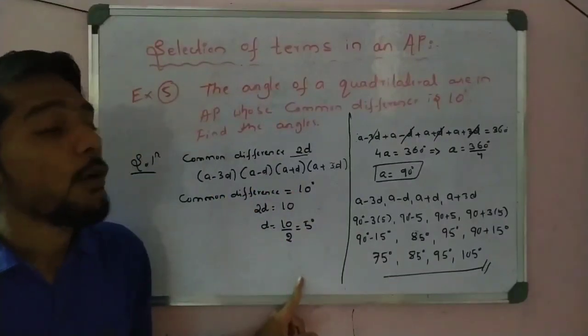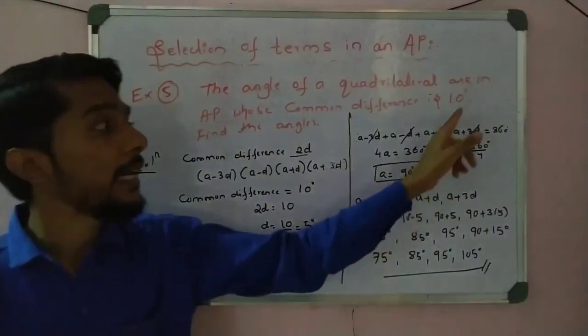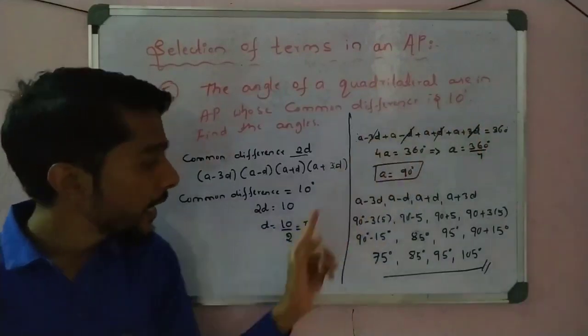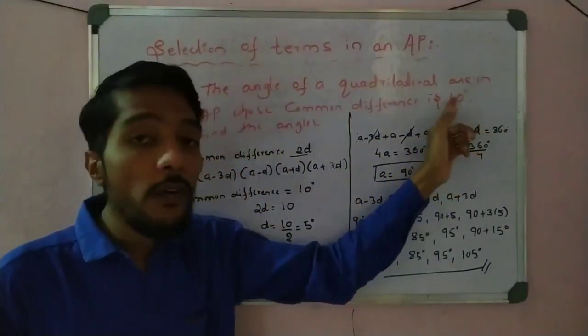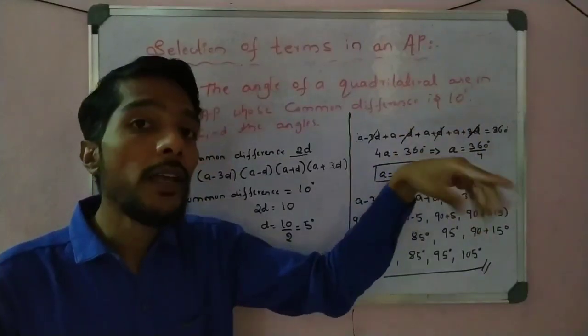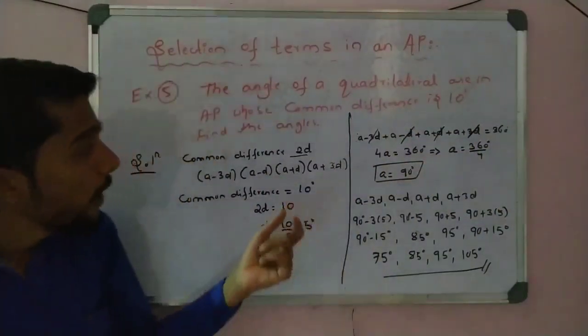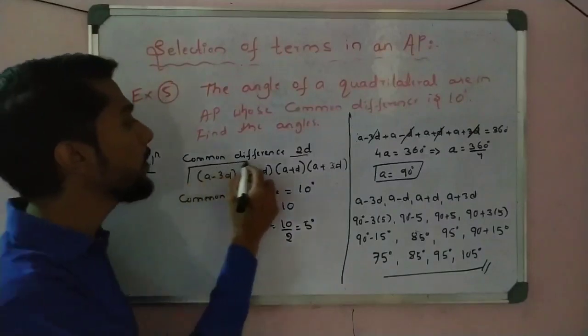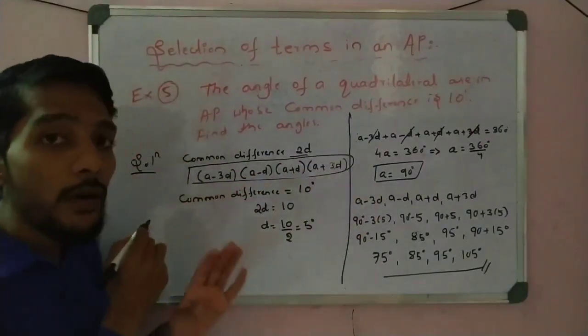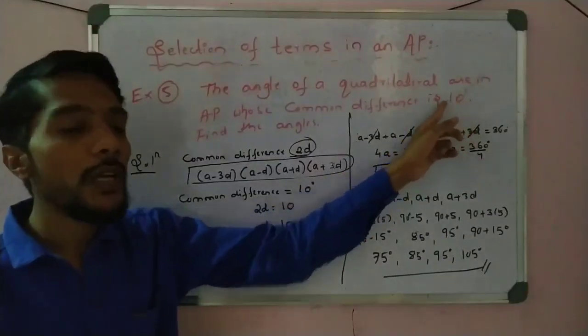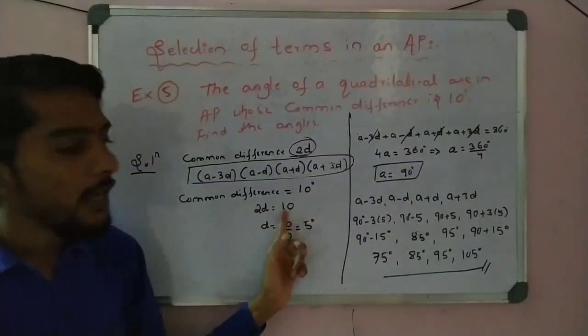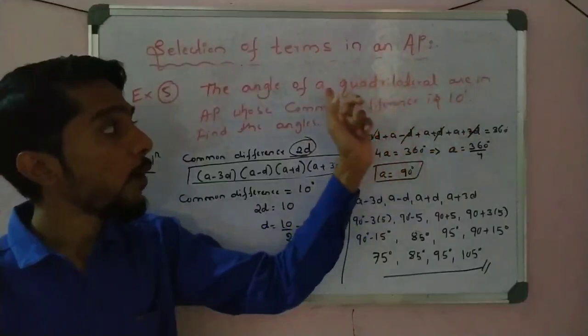So in the quadrilateral case, we do not take the 10 degrees directly. We take half of that. If 20 is given, we take 10. If 30 is given, we take 15. Why do we make it half? Because when we select the even terms, we take the difference 2d. So as per this, the difference is 2d. So 2d is equal to 10, that is what they gave in the quadrilateral case.